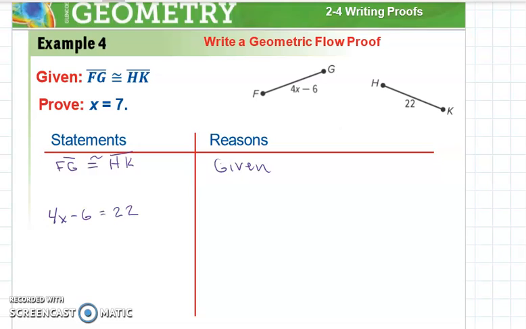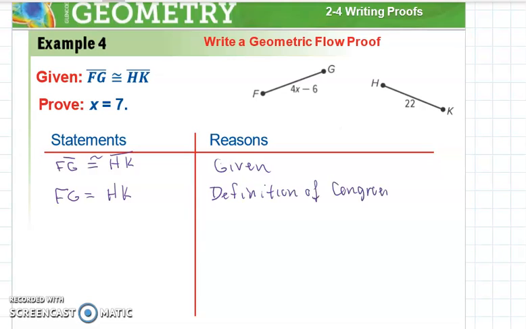The next step on this is going to be to change the congruent symbol to an equal symbol. So FG equals HK. And the thing that allows us to do that is called the definition of congruence. Okay, and then we're going to change the FG to 4x minus 6. Change the HK to 22. The reason why we can do that is substitution.